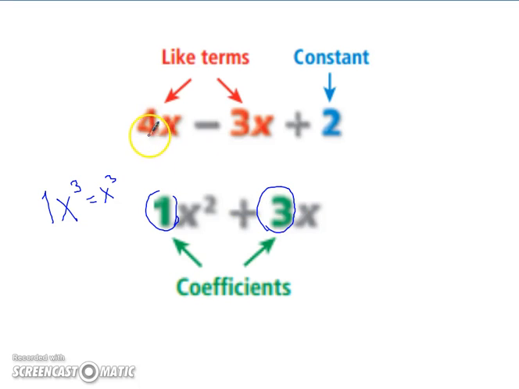So once again, like terms are like 4x and 3x. Your constant is unchanging, and your coefficients are the numbers that go right in front of your variables.